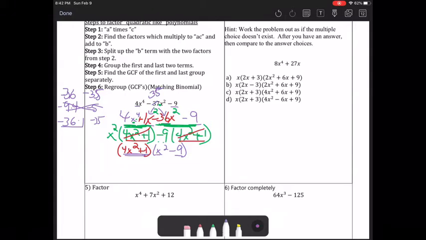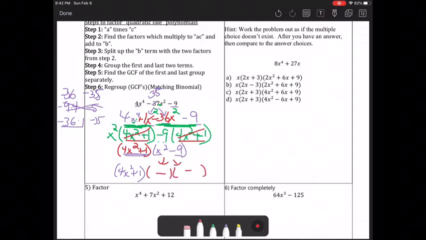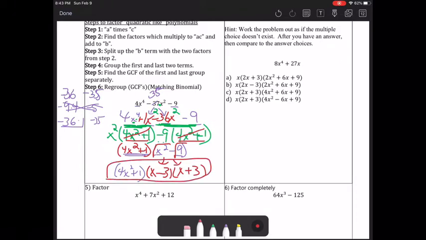So I'm still going to have my 4x squared plus 1, but my x squared minus 9, well, that's my difference of squares. So when I do my difference of squares, I'm going to have two parentheses. One's going to be minus and one's going to be plus. And I take the square root of my first term, which is x, and I put that there and there, and I take the square root of my last term. Remember, you're always going to take the square root of the positive, so the square root of positive 9 is positive 3, and so we put our 3 there, and there is our final answer.